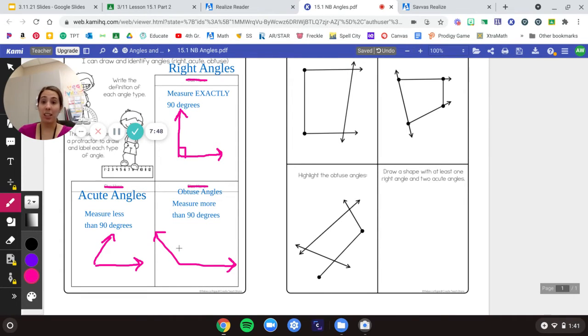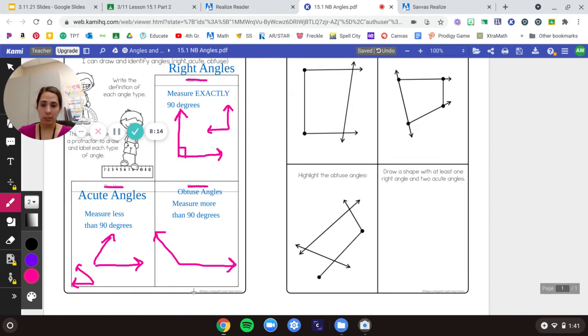Obtuse and acute angles can also go opposite ways. So we could draw a right angle pointing like this too. We could draw an acute angle where it points to the left. We could draw this one, so long as within it, it is small, right? It's less, like it's chomping down on a snack.